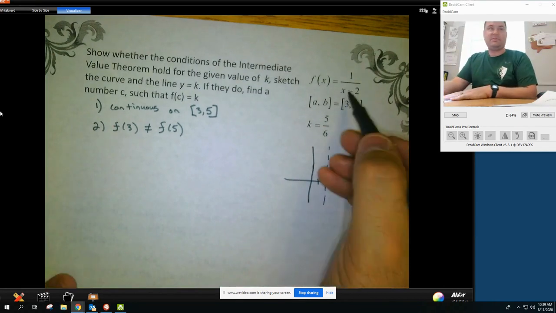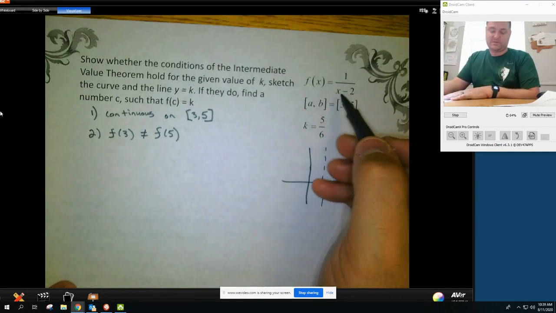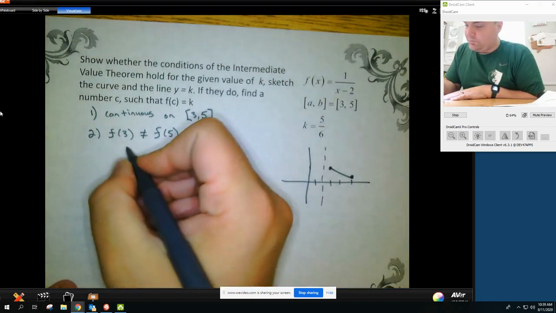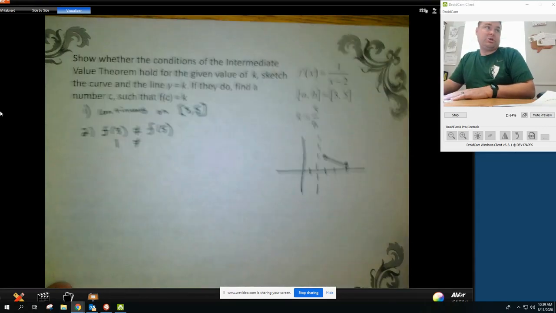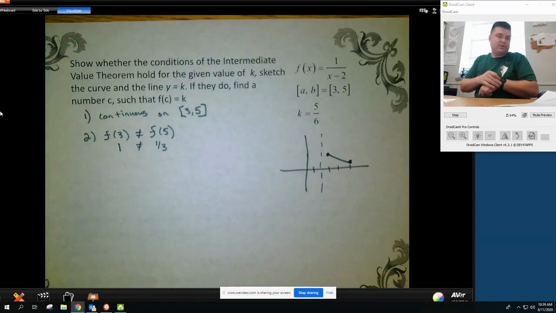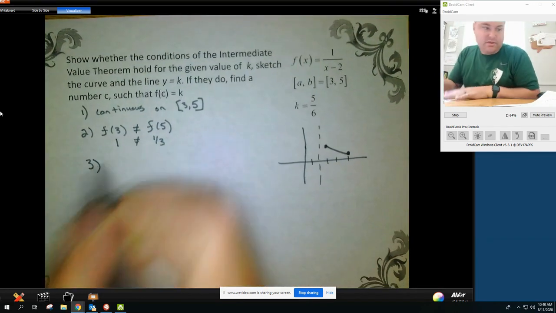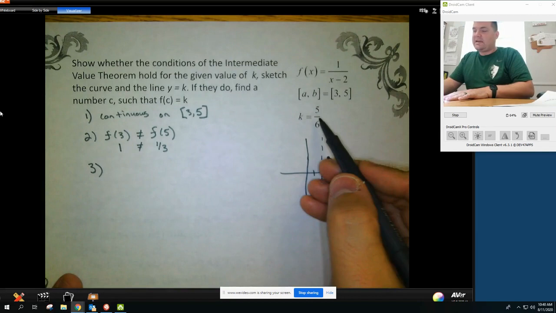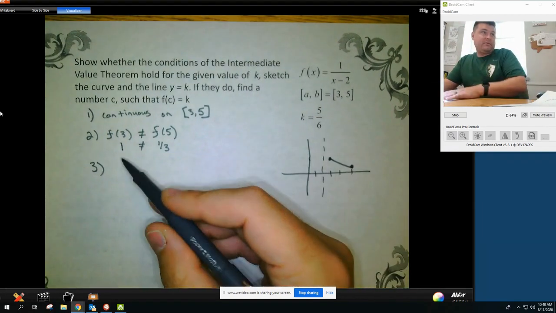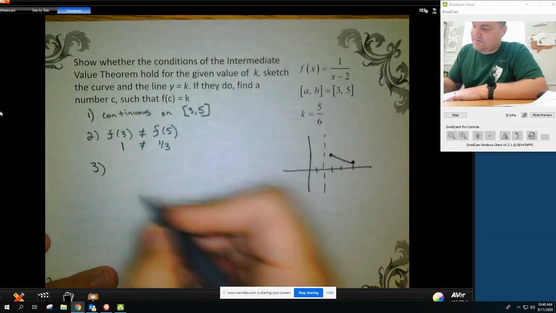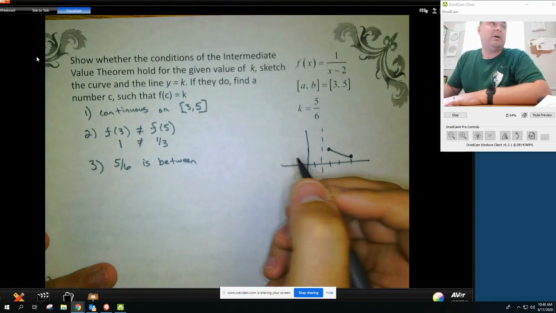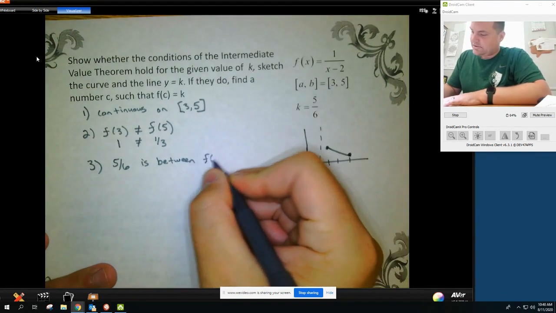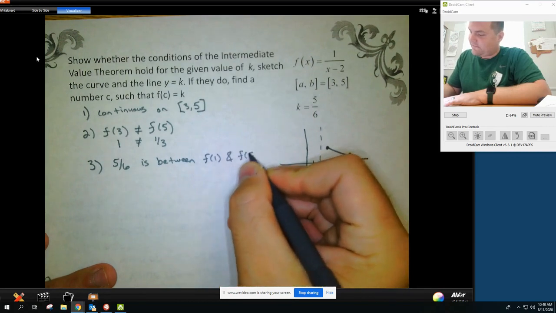Well, what is f of 3? You're just going to plug it in, all right? Plug it in, you get 1 over 3 minus 2, which is 1 over 1, which is 1. Plug in a 5, which is going to be 1 over 3. So I'm agreeing with that, 1 is not equal to 1/3. So step 1 checks out, 2 checks out. And the third one is this K value, the 5/6. Is it between 1 and 1/3? Sure thing it is. So we can say that 5/6 is between f of 3 and f of 5.